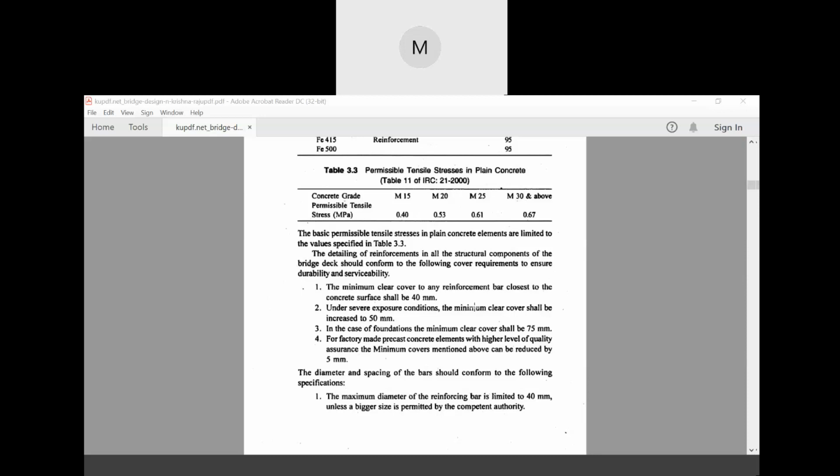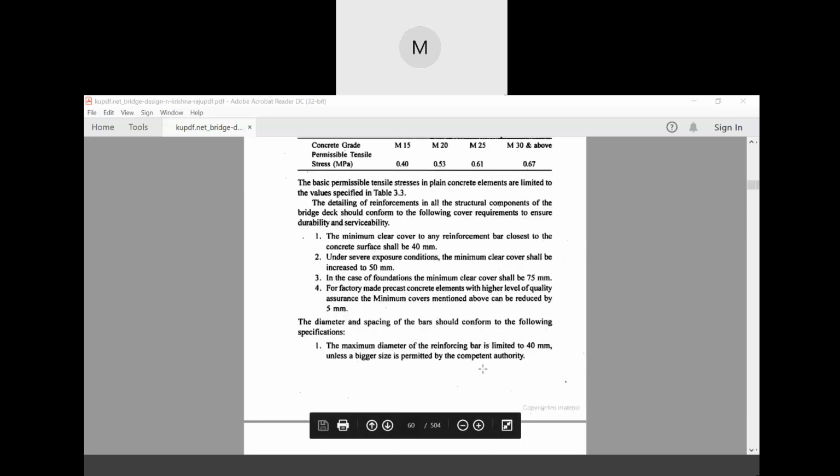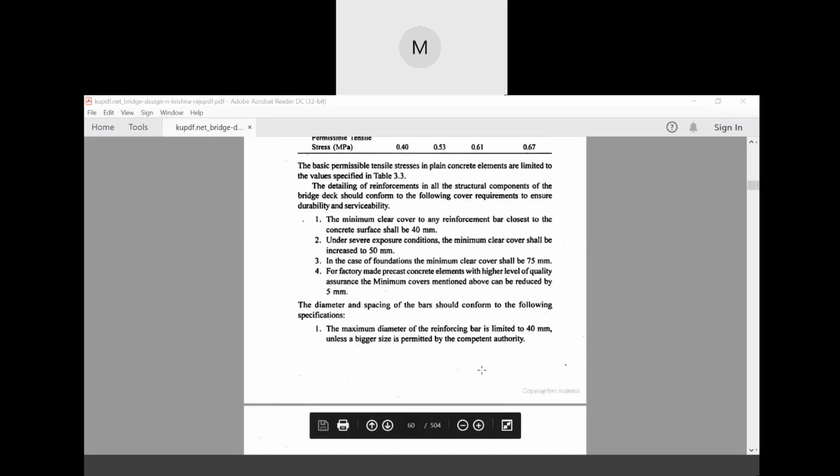So in case of foundations, the minimum clear cover shall be what? 75 mm. Now for factory made precast concrete elements with a higher level of quality assurance, the cover is reduced by 5 mm. Now, look, precast means what? Precast means certain elements that are actually cast in a factory.